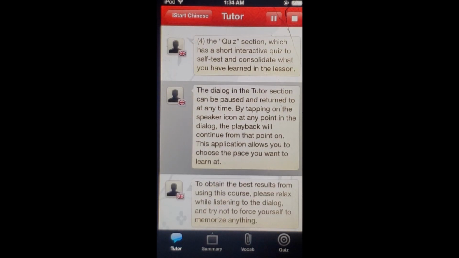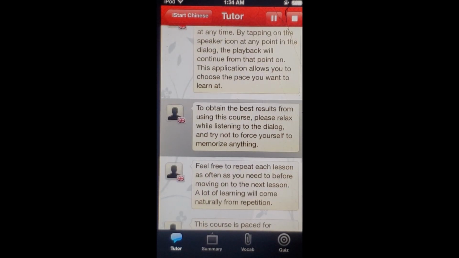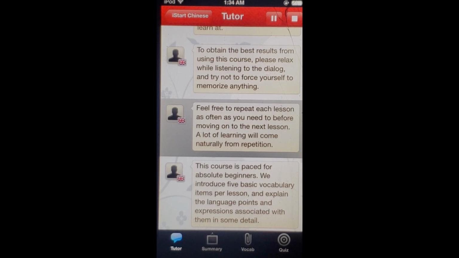The dialogue in the tutor section can be paused and returned to at any time. By tapping on the speaker icon at any point in the dialogue, the playback will continue from that point on. This application allows you to choose the pace you want to learn at. To obtain the best results from using this course, please relax while listening to the dialogue and try not to force yourself to memorize anything. Feel free to repeat each lesson as often as you need to before moving on to the next lesson. A lot of learning will come naturally from repetition.